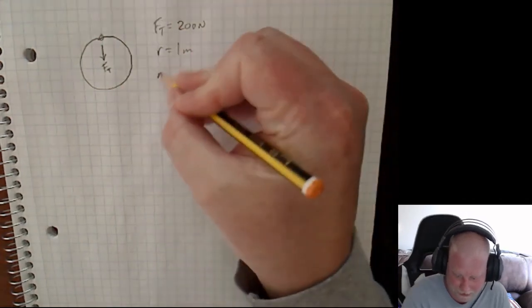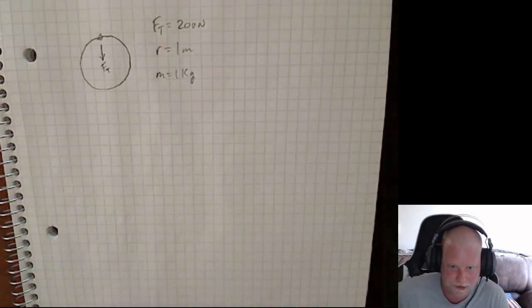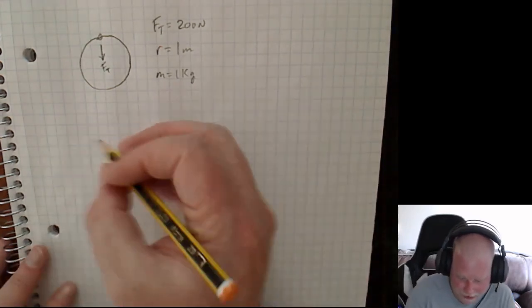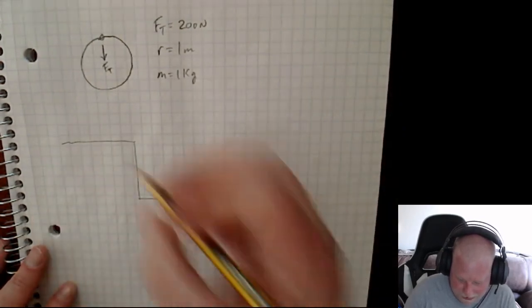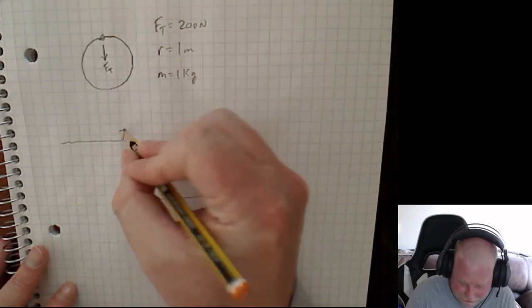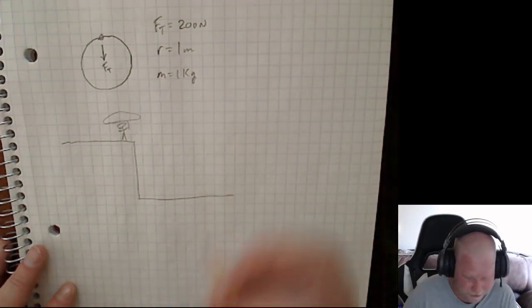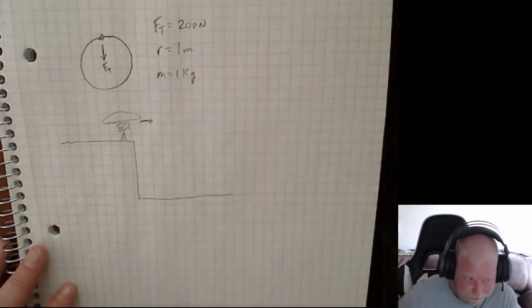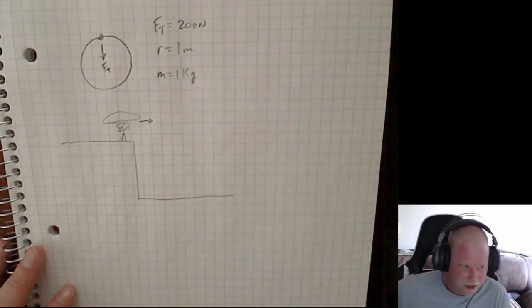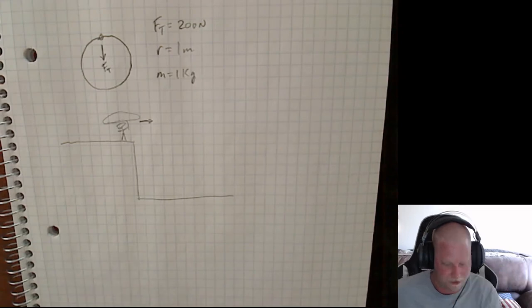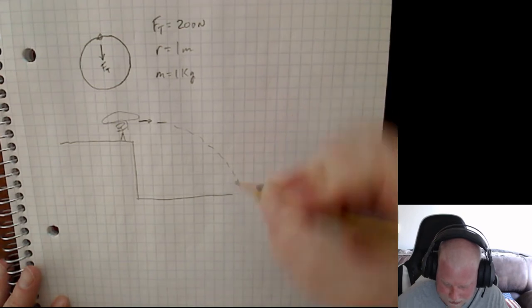We know the mass of the rock is 1 kilogram. And then our second point of interest is this guy is on a cliff, hurling that rock around above his head, and it snaps. Now the key thing to think about is when it snaps, that rock, due to its inertia, is going to fly off horizontally. So this rock becomes a horizontally launched projectile.